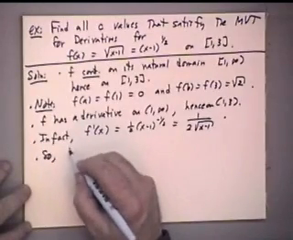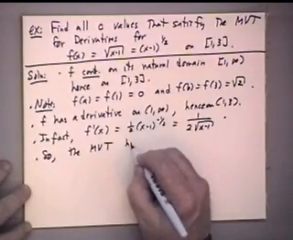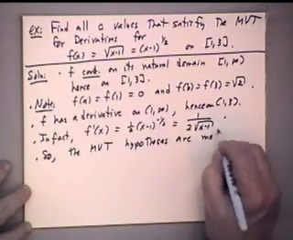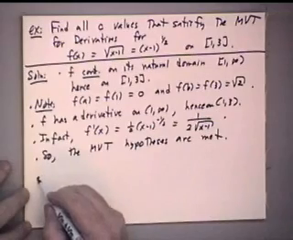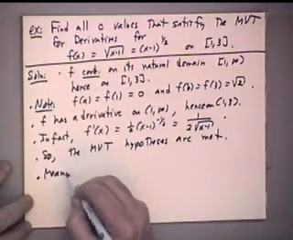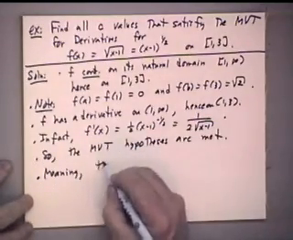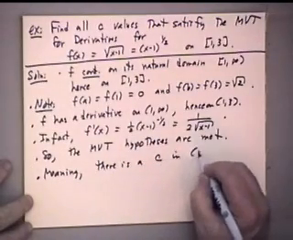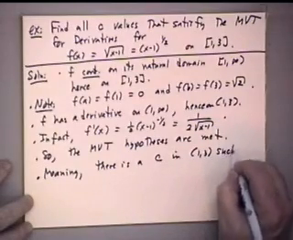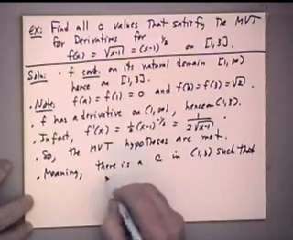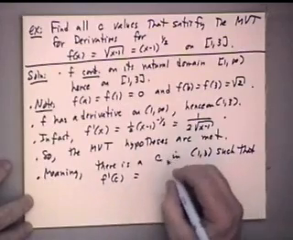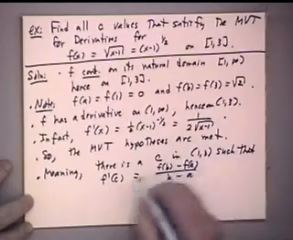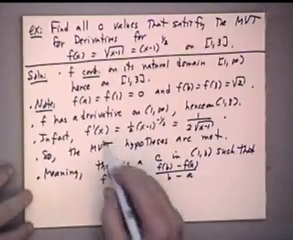So the upshot is the mean value theorem hypotheses are met, and therefore the mean value theorem conclusion follows. Meaning, and here's that conclusion, there is a c value in the open interval (1, 3) such that f prime of c is equal to f of b minus f of a over b minus a, using the letters of the theorem.